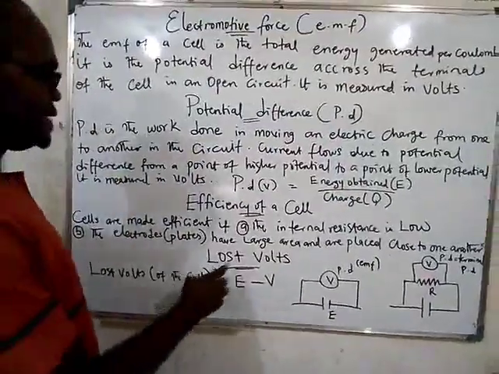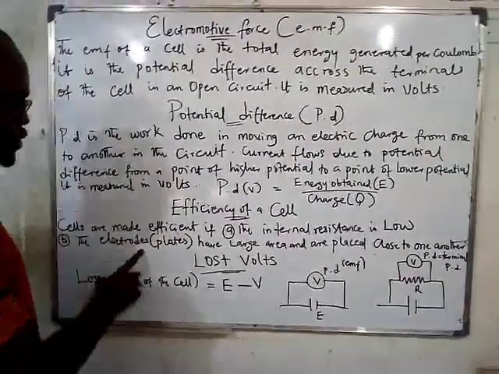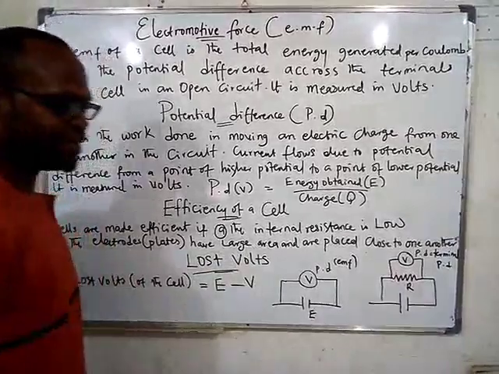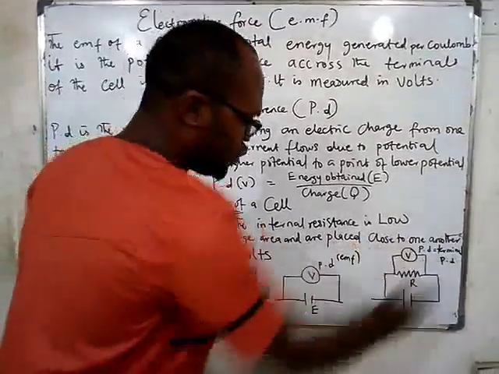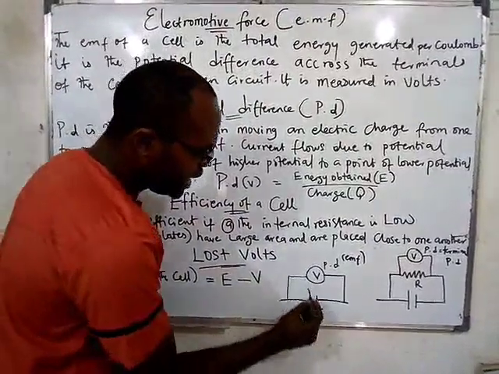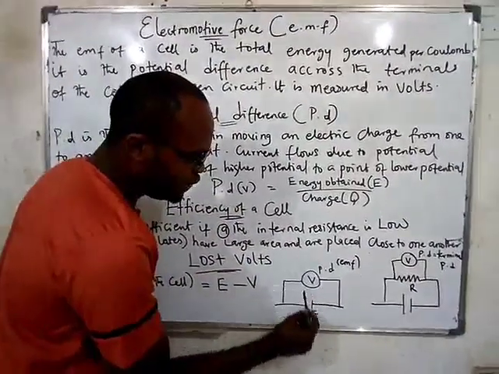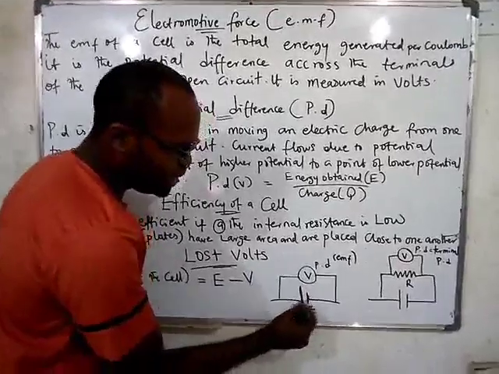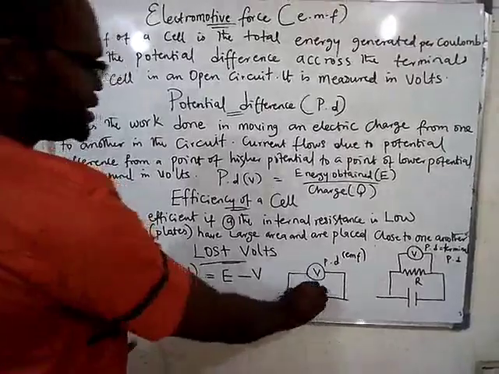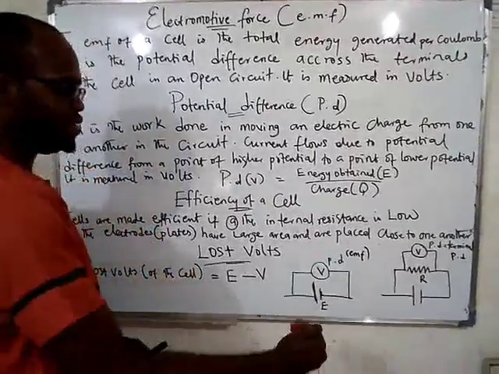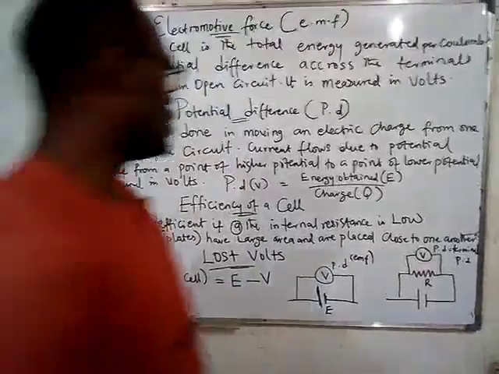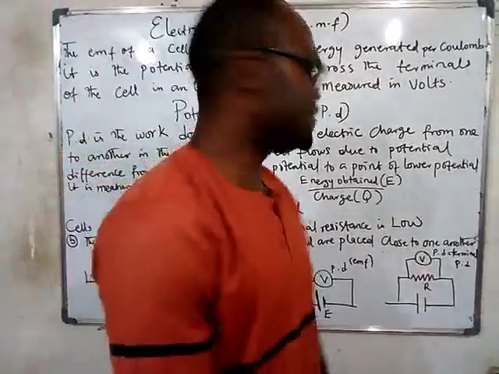Number 2 is that the electrodes or the plates of the cell have to have large surface area, and they have to be placed close to one another. Like now you can see the electrodes, the two of them, they have to have what we call large surface area, and they need to be placed closer to one another. So when you have a battery or a cell that has plates with large surface area and they are placed closely to one another, they are going to have what we call higher efficiency.